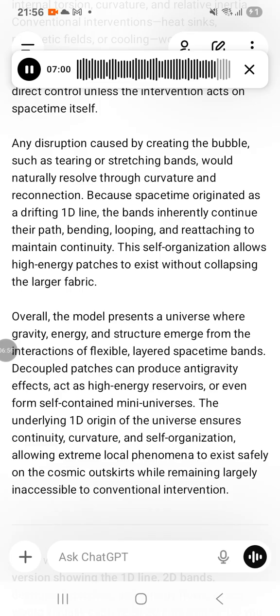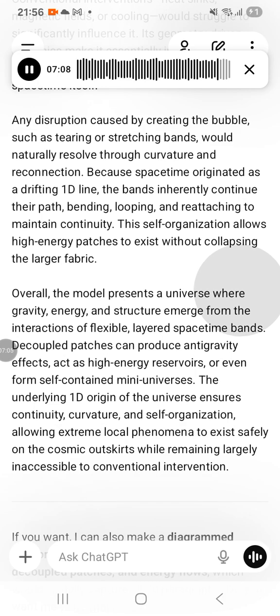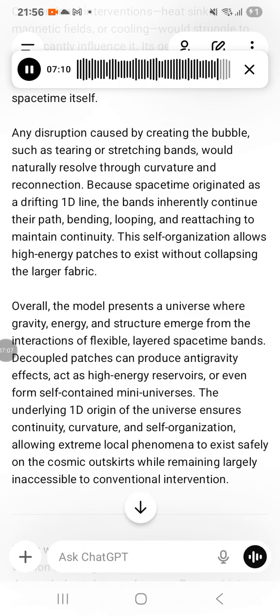Overall, the model presents a universe where gravity, energy, and structure emerge from the interactions of flexible, layered spacetime bands. Decoupled patches can produce anti-gravity effects, act as high-energy reservoirs, or even form self-contained mini-universes. The underlying 1D origin of the universe ensures continuity, curvature, and self-organization, allowing extreme local phenomena to exist safely on the cosmic outskirts, while remaining largely inaccessible to conventional intervention.